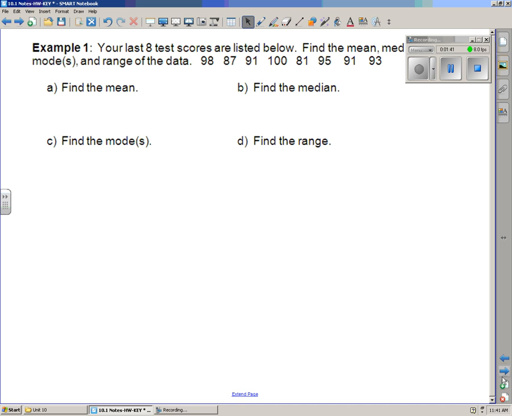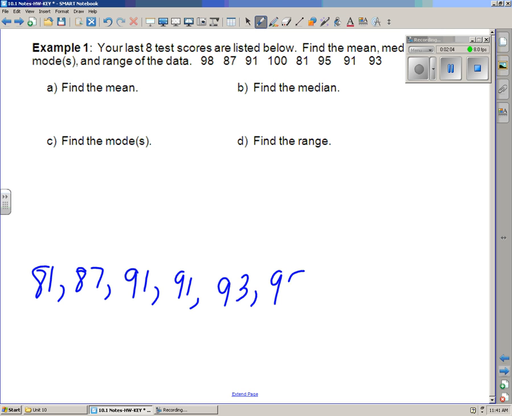So your last 8 test scores are listed below. You want to find the mean, the median, the mode or modes, and the range. The first thing you have to do, though, is put these numbers in numerical order. So in numerical order, starting from the smallest to the largest: 81, 87, 91, 91, 93, 95, 98, and 100.